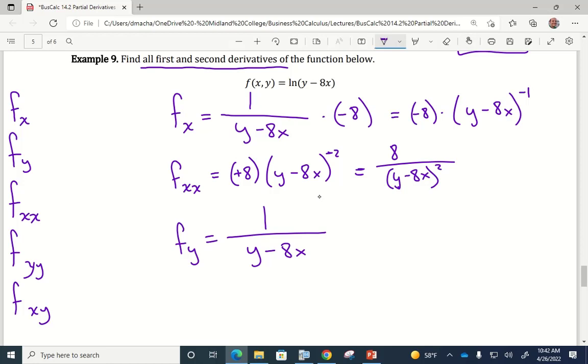And I think I forgot something. Yes, I did. I forgot my derivative chain rule. So chain rule says multiply times the derivative of my inside function. Well, my inside function is y minus 8x, and so the derivative there is going to be negative 8. And so this is going to be negative 64 when I do 8 times negative 8. Now divided by y minus 8x squared.